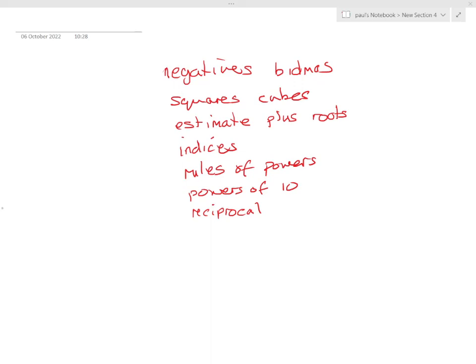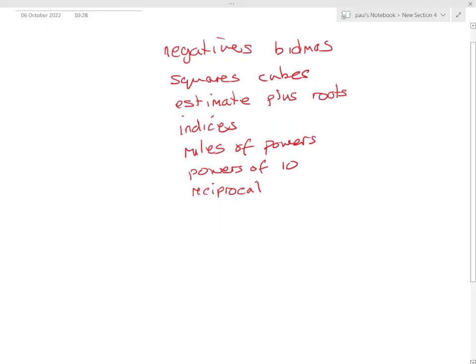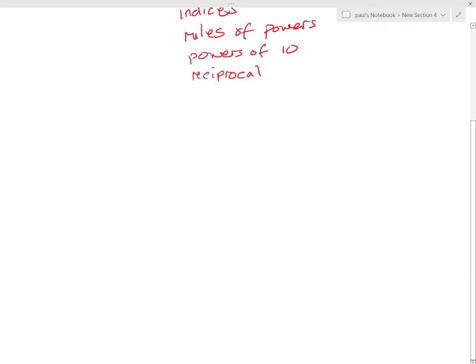Hello, this is lesson 4, and we're going to look at all this stuff: how to use negatives, multiply, divide, BIDMAS, the order we do things. We're going to look at squares, cubes, estimating answers, estimating square roots, indices, rules of powers. Indices will become apparent when we do BIDMAS, rules of powers, powers of 10, and reciprocals. So there's a lot to get through in this one. It might not actually be in the same order, but anyway.